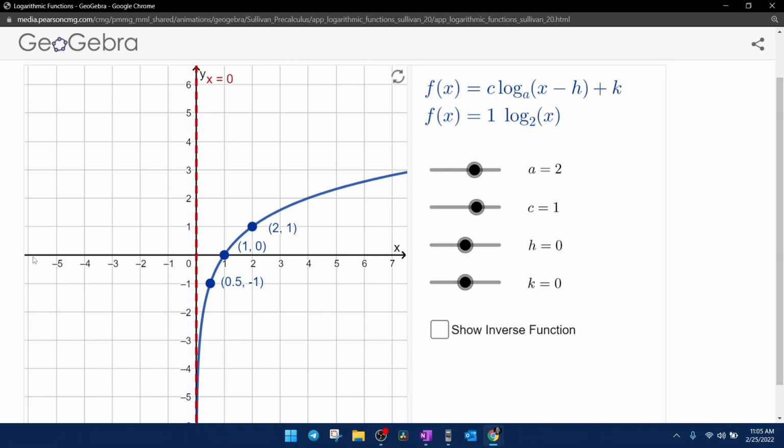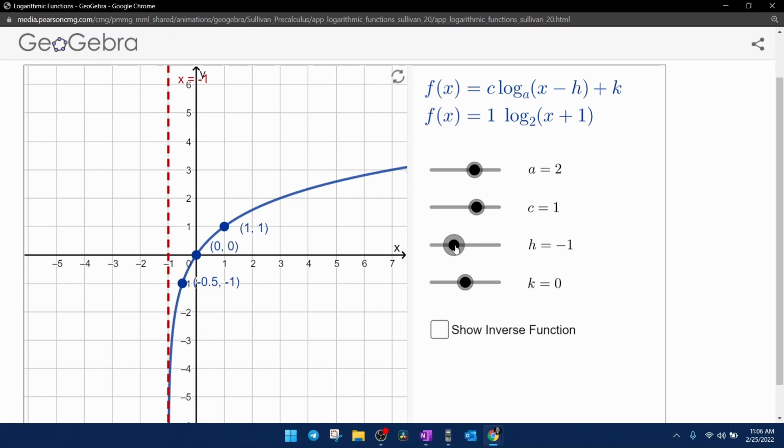Remember, the domain are the values that x can be, and since there is no graph to the left of the y-axis, then the domain will not include any negative values of x. And since there is an asymptote at 0, then the graph cannot be 0. So the domain would be everything from 0, not including 0, to infinity.